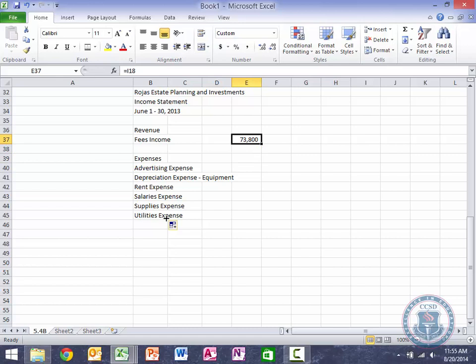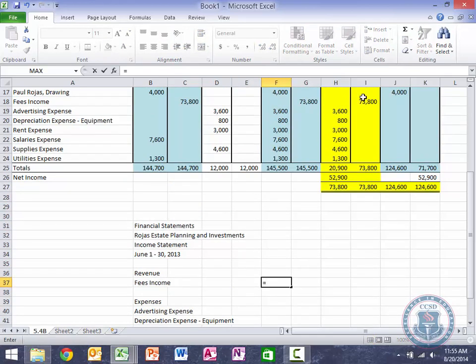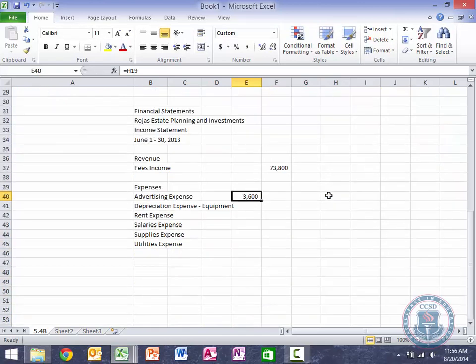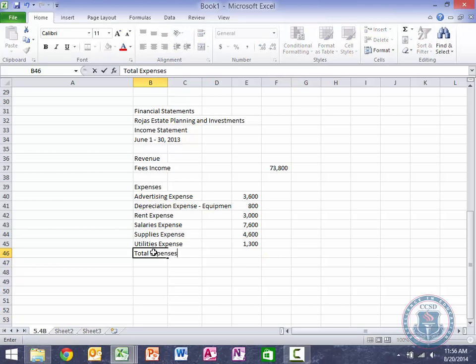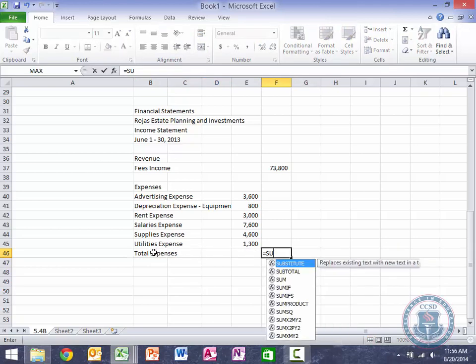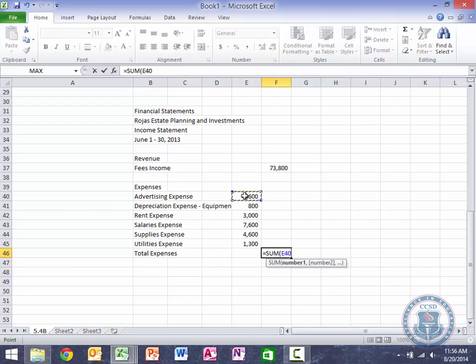So I'm actually going to move this over another column, just so I don't have to expand anything. I'm going to say this one equals the 73,800. And then check this out. I'm going to go down here to advertising expense. So this one equals 3,600. I'm going to do the same thing, just drag this thing down. Total expenses equals the sum of all of these.